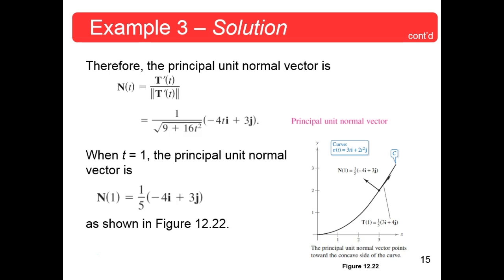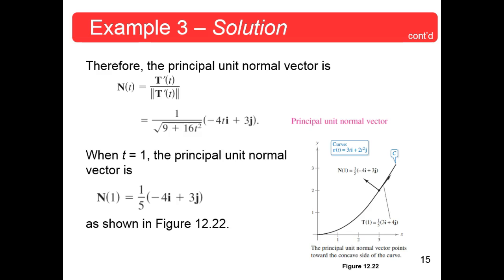And then to do t equal 1, 9 plus 16 is 25, the square root of 25 is 5, times this thing. So they just left it like that and drew it in over there. Now, here's the thing to note. Your T everywhere is perpendicular to the N. T of 1, N of 1, T of t, N of t. They've got to be perpendicular to each other.